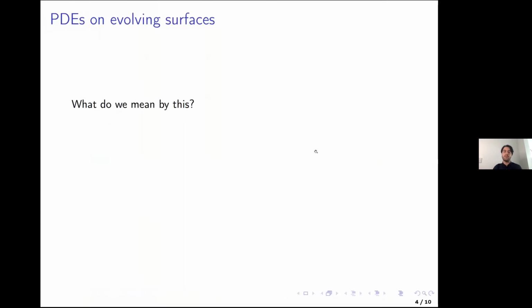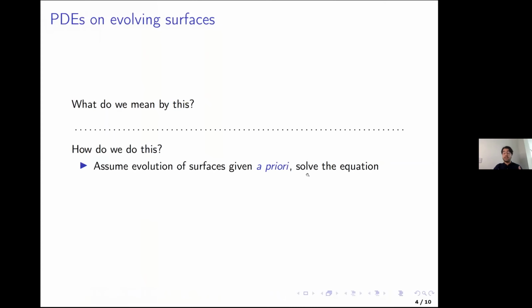So what do I mean by this? This should be explained. And then how do we go about doing these types of problems mathematically? I can think of two different ways of doing it. One, the one I will be following in this talk, is that we have the surfaces given a priori. So there's a prescribed evolution. We have gamma 0. We know how it evolves on an interval of time. So all about it is known. And then we consider the PDE on the surfaces.